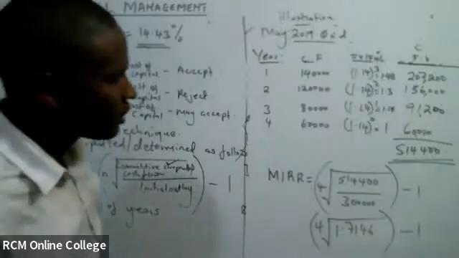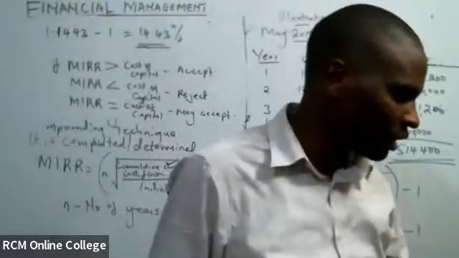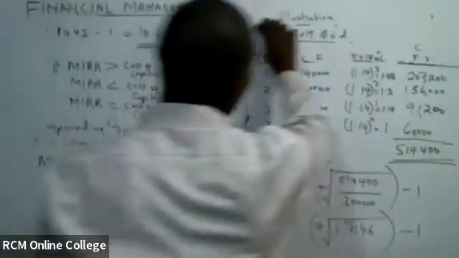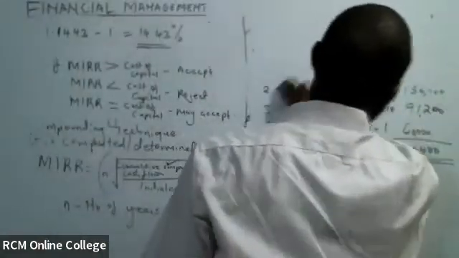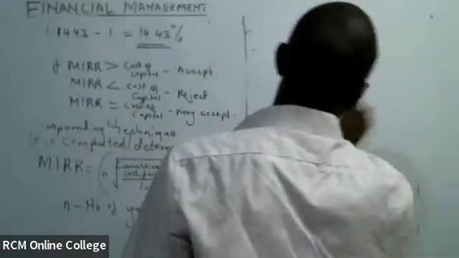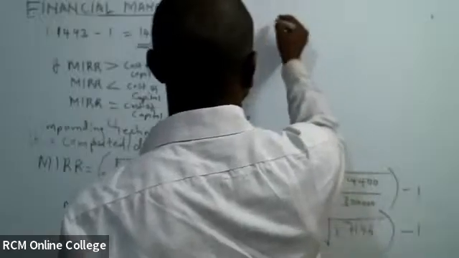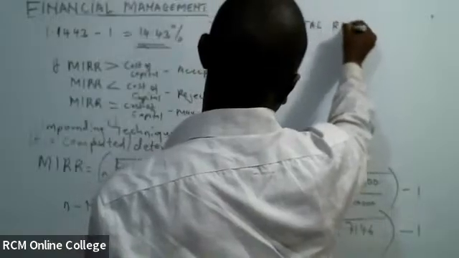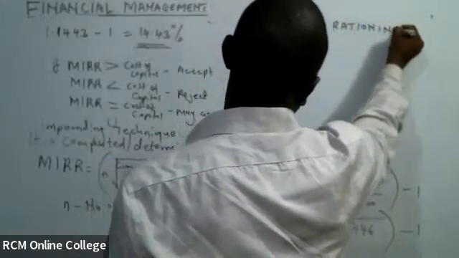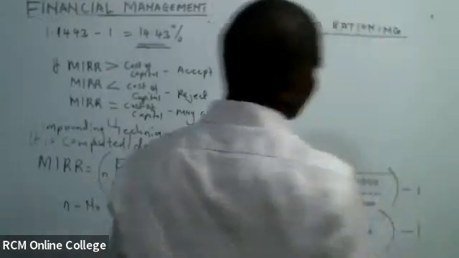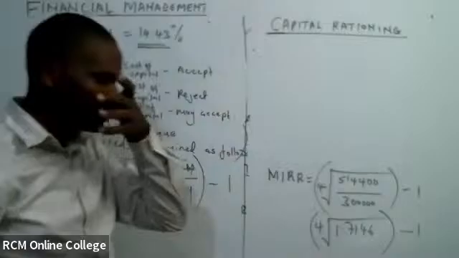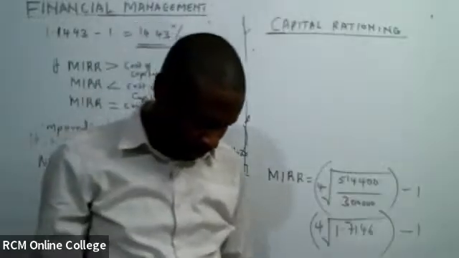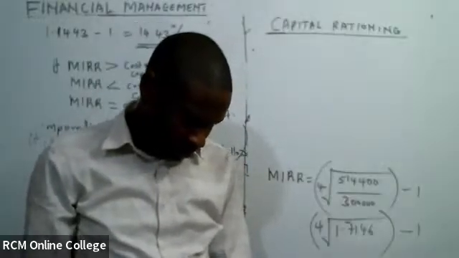So class, that is it. Next time we meet, we shall be looking at capital rationing. But we have some assignment for you. We shall be able to look at the types of capital rationing, and the causes of the capital rationing, and that would be it. So let's have several assignments hapa.